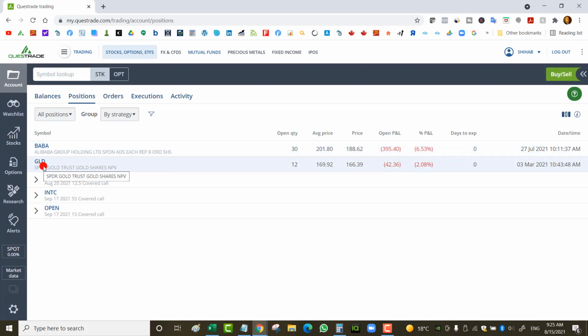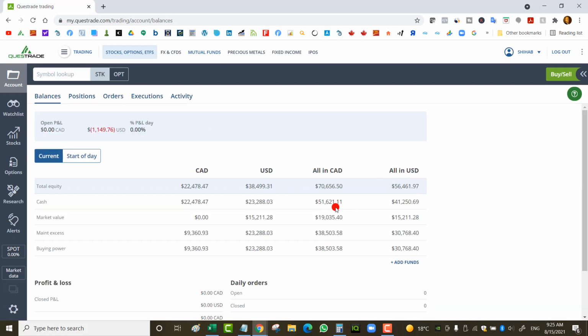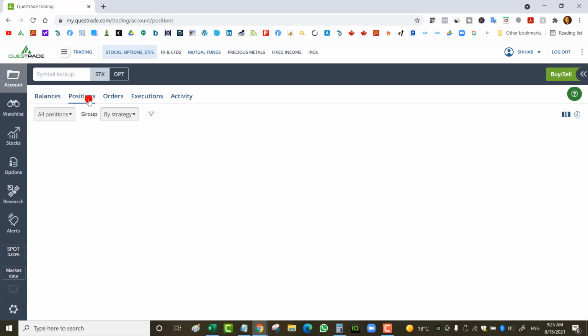And I've got gold here. I thought it would be a good idea to buy some gold, but it just keeps dropping. I've got an average price of 169, and the ETF is at 166. So that's my TFSA, but I still have some cash available, so I'm ready to buy more if something drops hard.